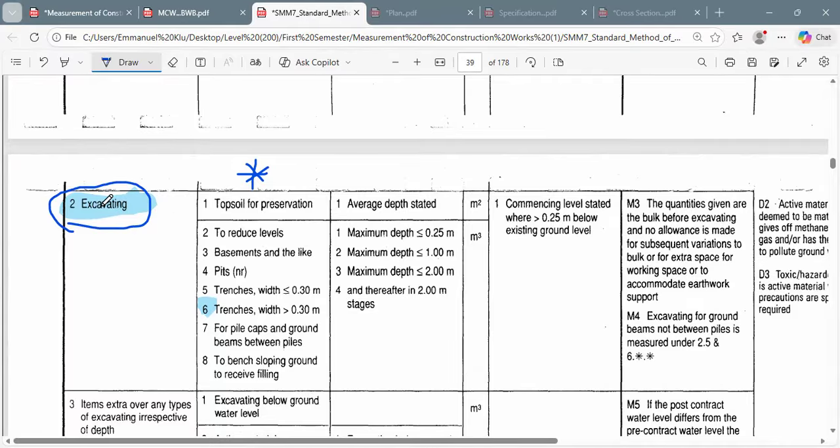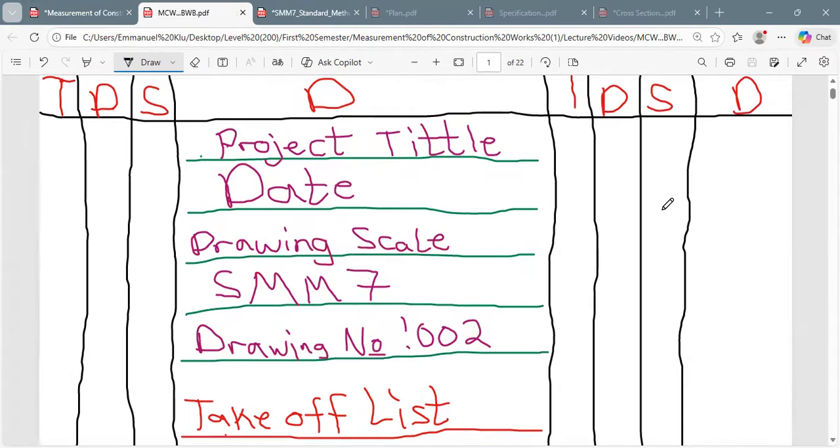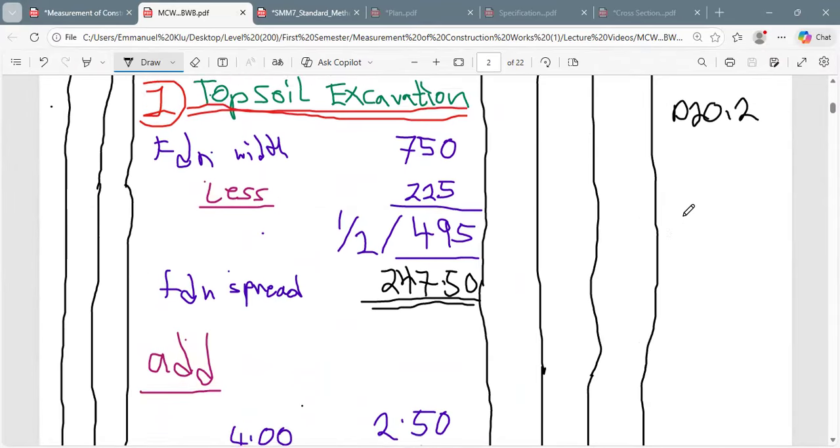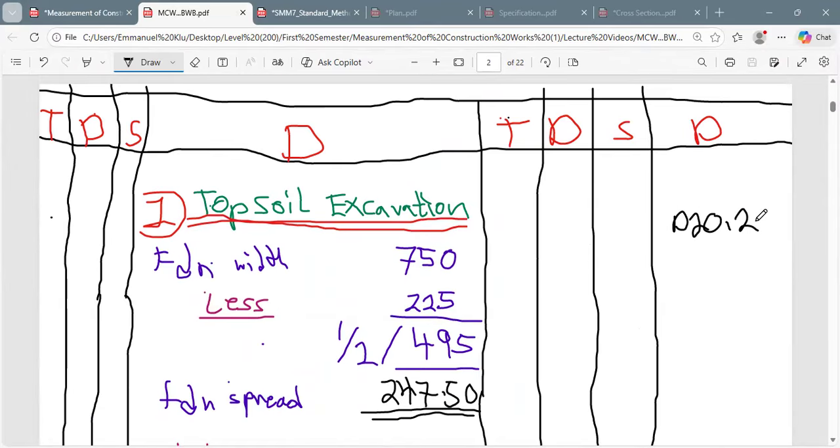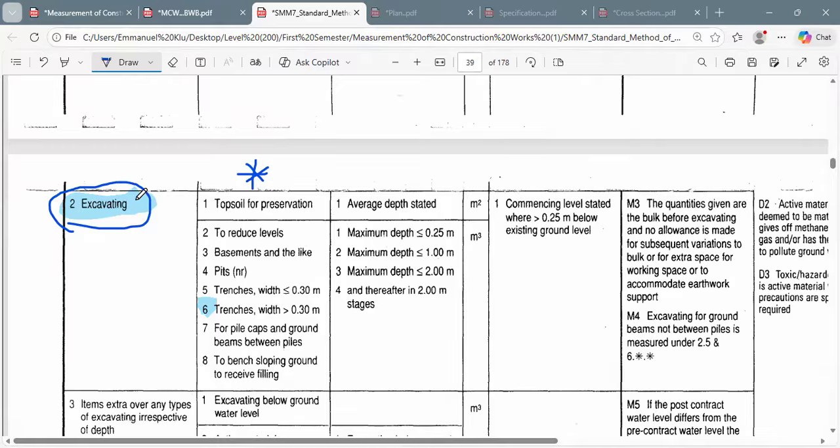So now we say that we are on clause 20.2. Yes. So it becomes 20.2.1. And point 1 says what? Topsoil for preservation. So how are we going to do our description? We have to describe according to the SMM7.